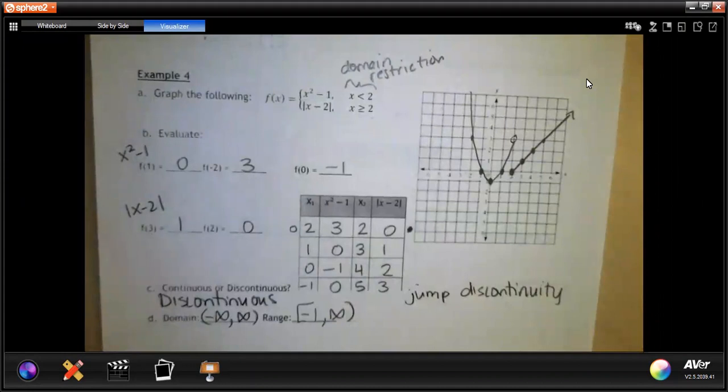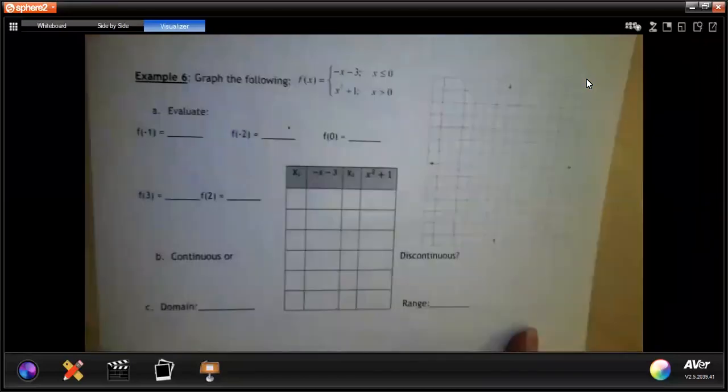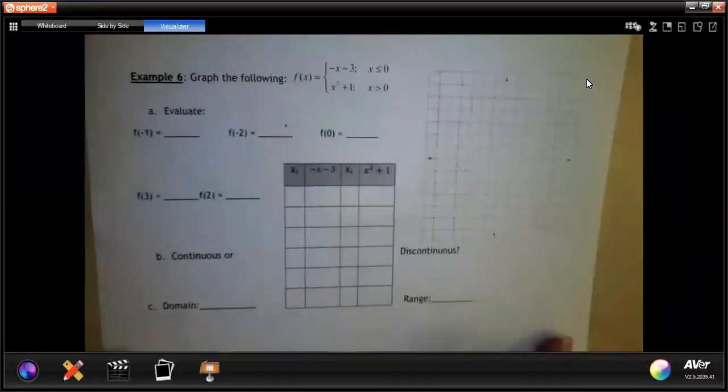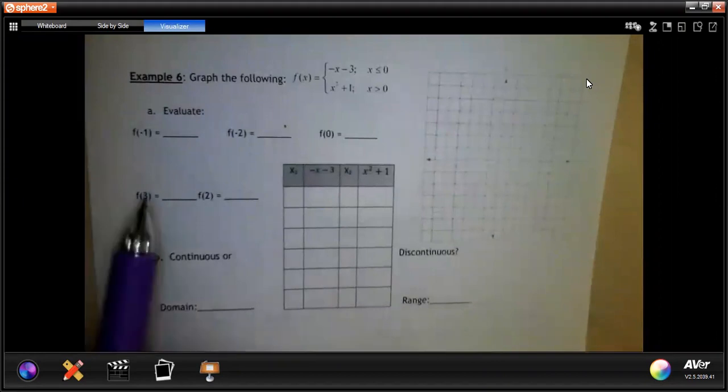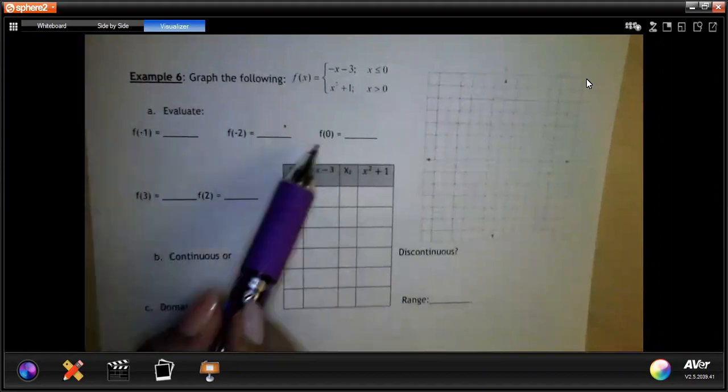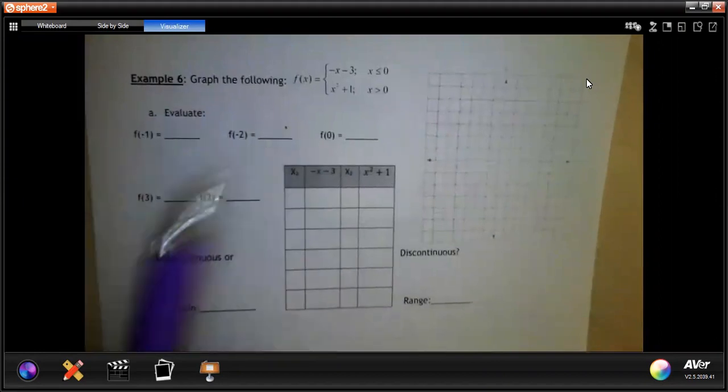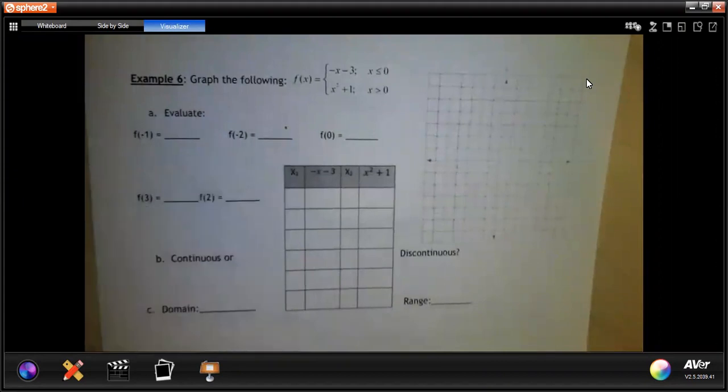All right, that was a lot, so we're going to try another one. Here we go. It says graph the following piecewise here and evaluate again. So we're going to go ahead and evaluate these by plugging in the x value into its corresponding equation. If you want, go ahead and pause and plug those in and then come back and check your work.